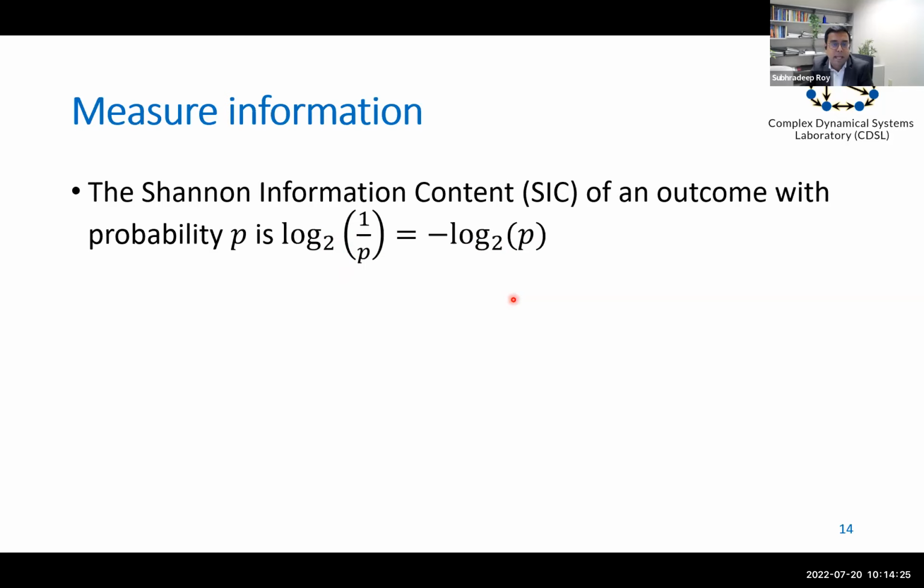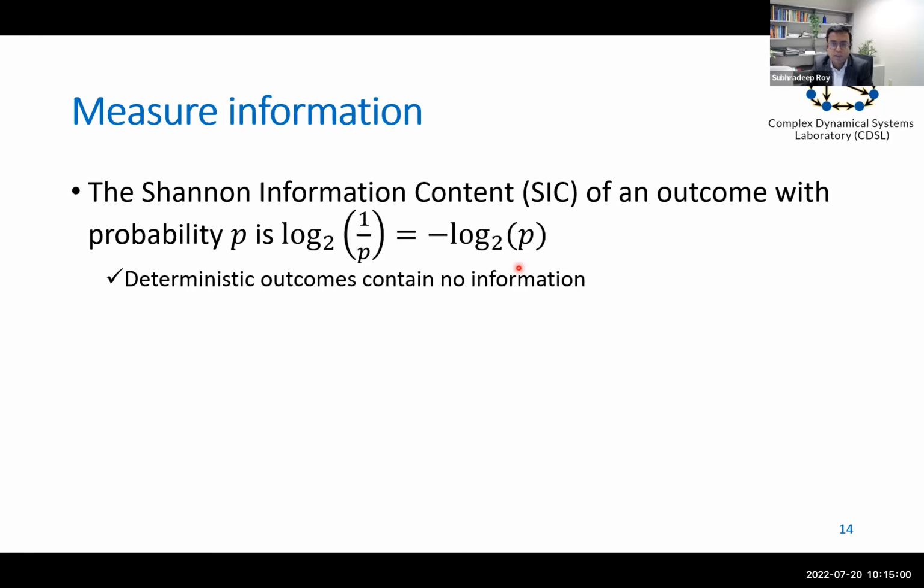A question may arise: why are we using the log function here? There are several reasons, but a couple of them are very intuitive. We just learned that when there is a deterministic outcome, there is no uncertainty, meaning there is no information associated with it. The log function satisfies that property: when P equals 1, there is no information. Secondly, more surprising events, meaning those that are less likely, would have more information associated with them.